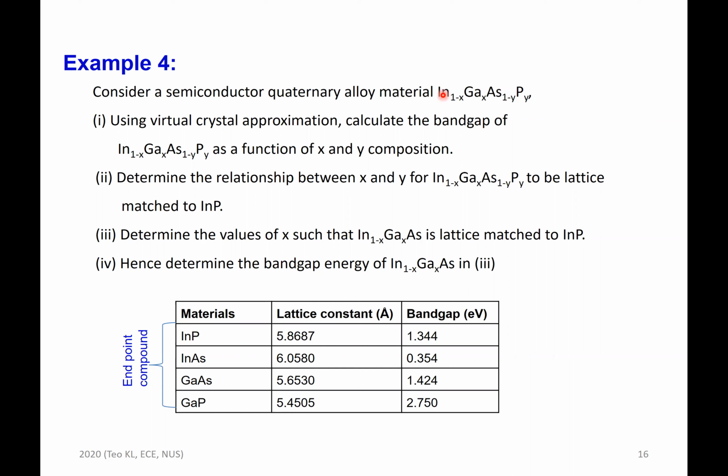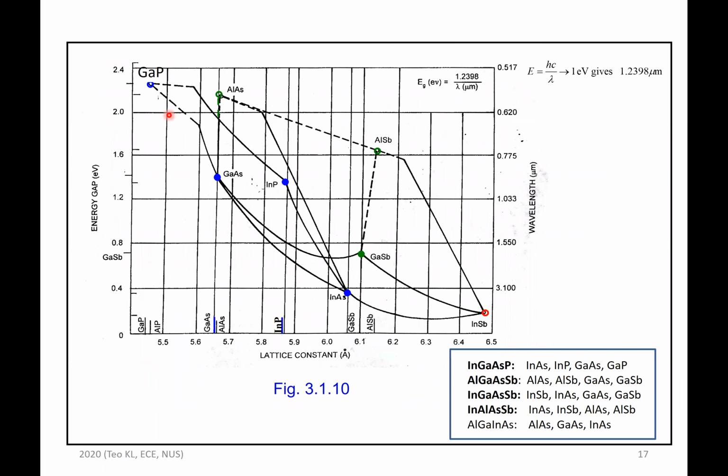You cannot have indium gallium, which is not a semiconductor, or arsenide phosphide, which is 2 group 5 elements. They are not semiconductors. So there are only 4 possibilities: indium arsenide, indium phosphide, gallium arsenide, gallium phosphide. These are the 4 endpoint binary semiconductors.